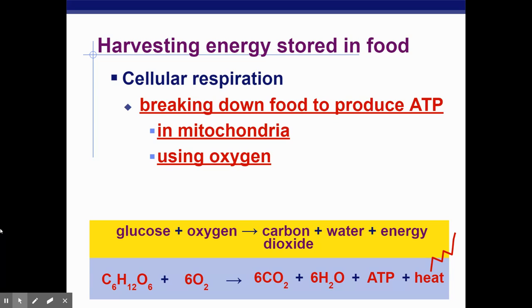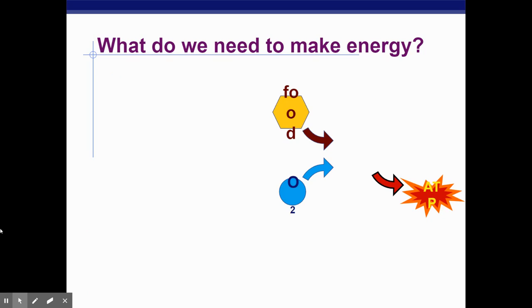And then there is other energy released as heat. That's waste energy as well. And that's how come we can maintain a body temperature that we do, because some of that waste energy is our body heat.